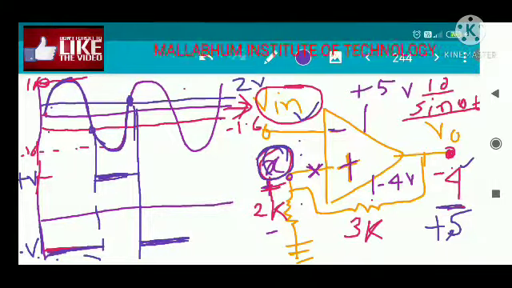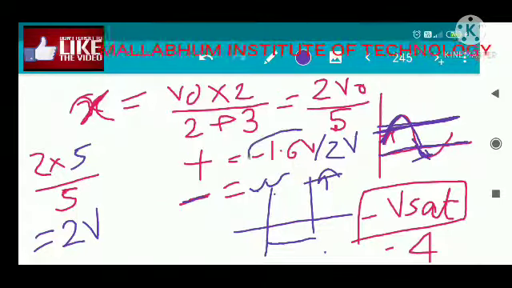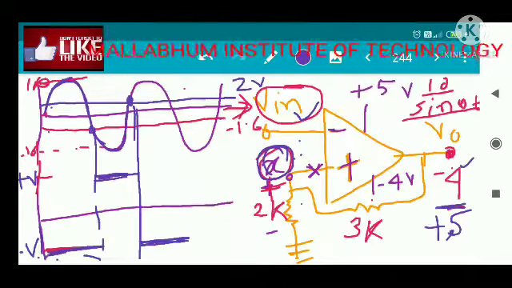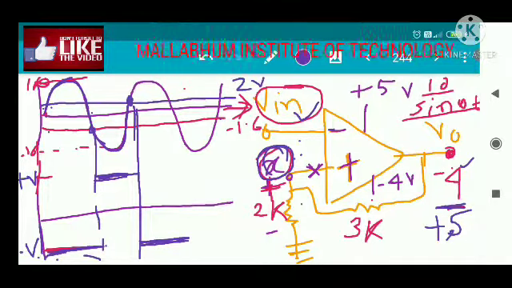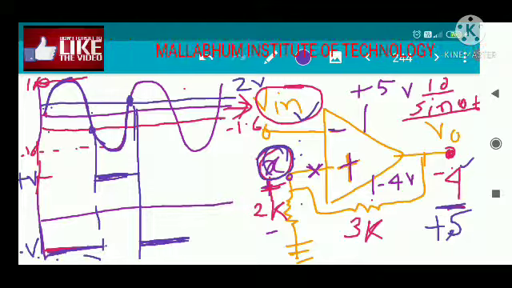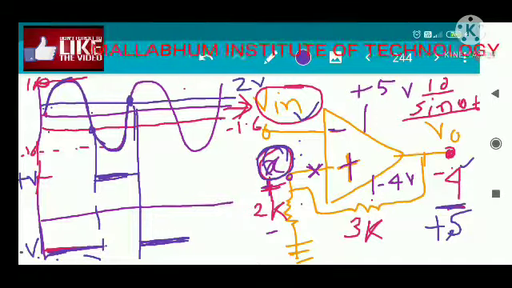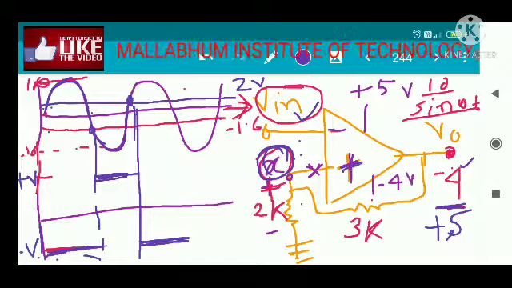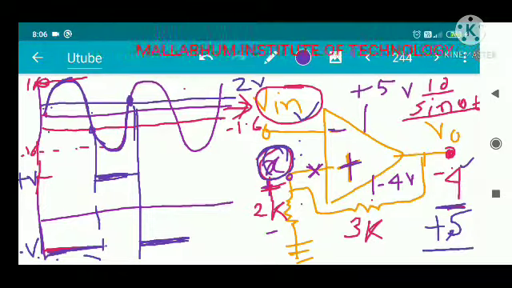As this voltage is minus 4, X will change to minus 1.6. So as long as your input voltage is higher than 1.6, it will maintain minus V. As long as the input voltage goes below 1.6, then what happens, the plus terminal voltage will be higher than the negative terminal voltage. Then the output switches back to plus 5.